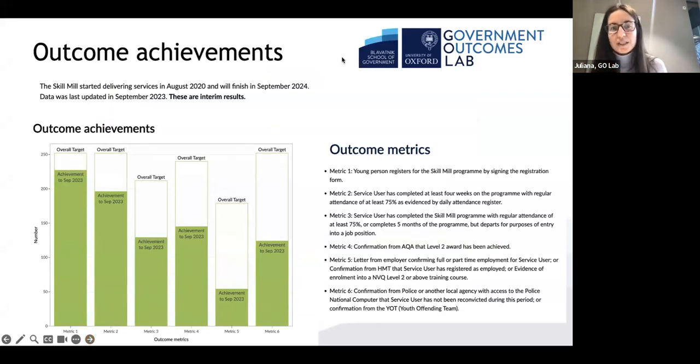If we go to the next slide, we are going to see one example of one of the Life Chances Fund projects. This is the data visualizations for the Skill Mill, which is a project on criminal justice funded by the Life Chances Fund.